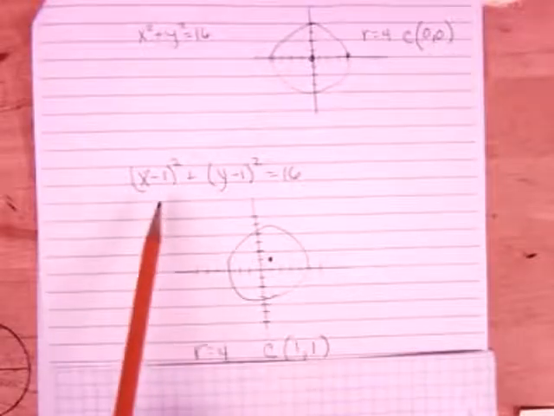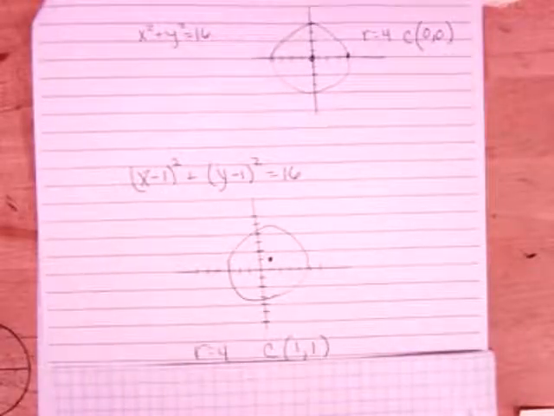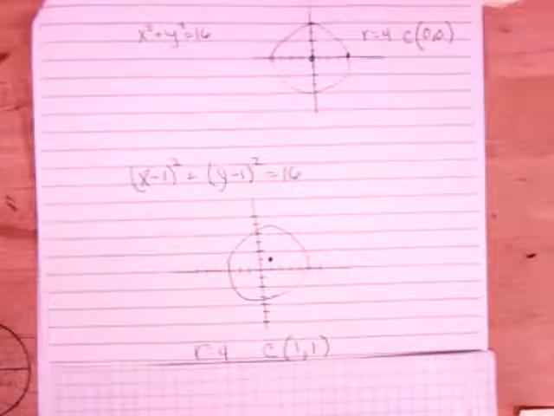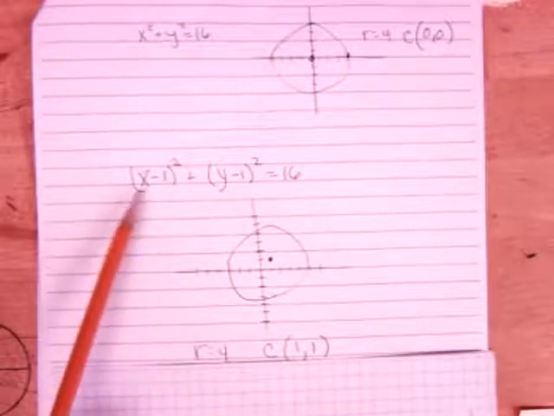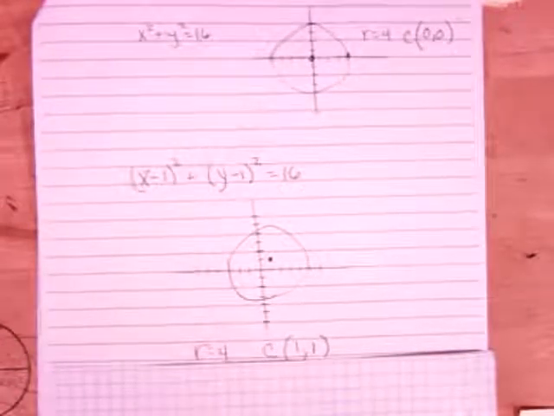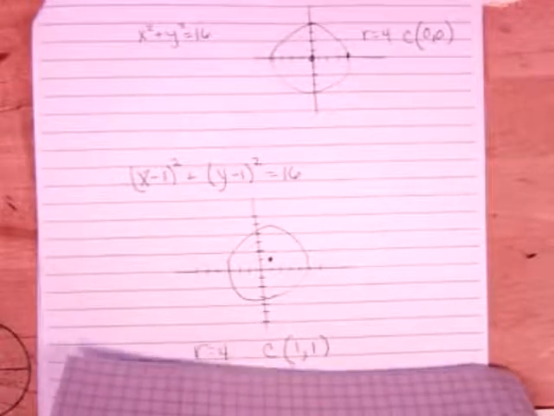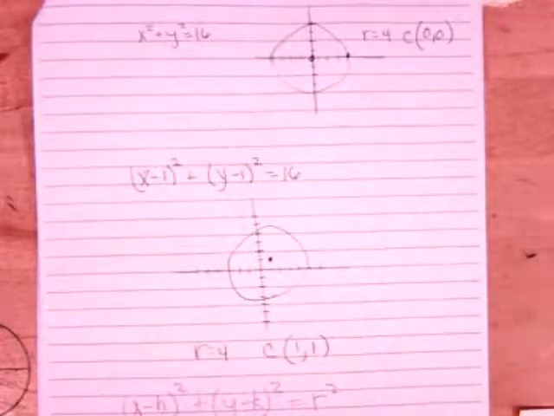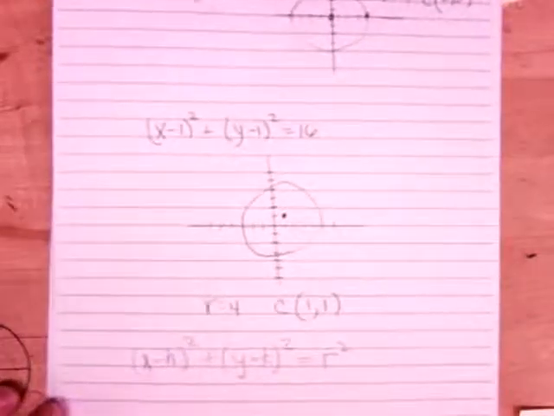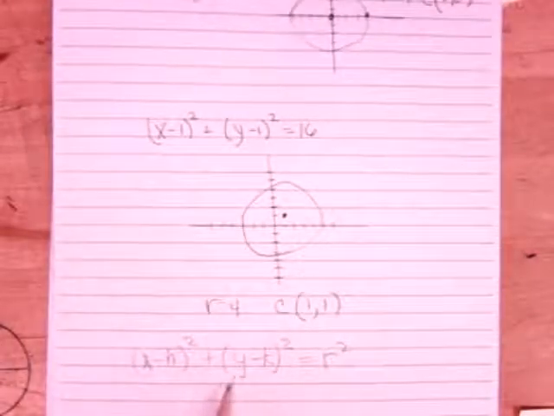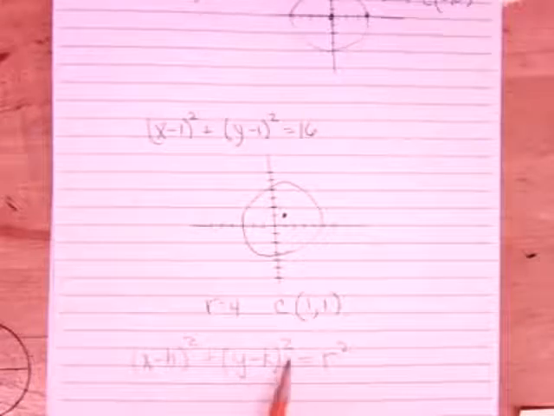Makes sense, right? Remember when we did the parabolas and the absolute values, we shifted them, we used h and k. Does anybody remember h and k? H goes with the x, k goes with the y. So here's the standard form. X minus h quantity squared plus y minus k quantity squared equals r squared.